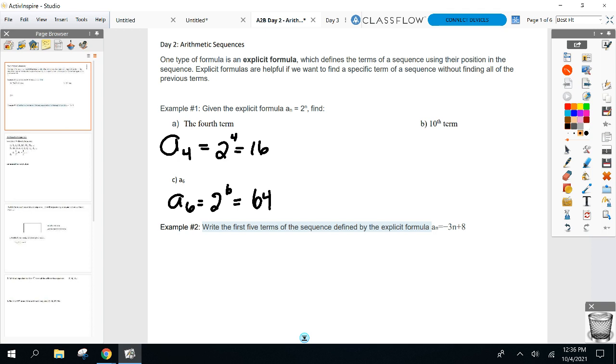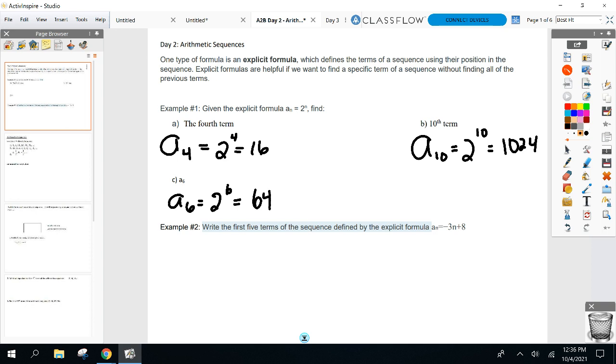Are you understanding what I'm finding here? So the fourth term is 16. The sixth term will be 64. How about the 10th term? So now I'm going to plug in 10 for n and do 2 to the 10th. And what do you end up with? 1024 is the 10th term in this sequence. Good job, everybody. Questions on your end?